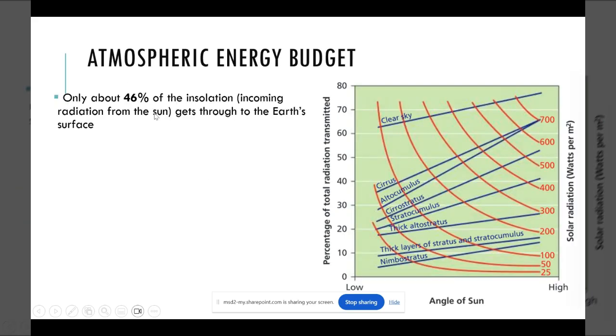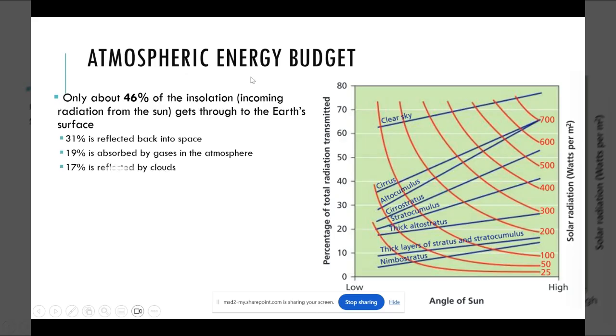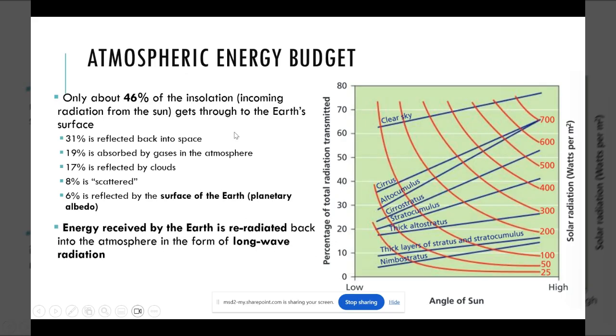Only about 46% of the insolation, like we saw in those diagrams, gets through to the Earth's surface. Here's how it works. About 31% is reflected back into space. 19% is absorbed by gases in the atmosphere. 17% is reflected by clouds, 8% is scattered, which means it's kind of all over the place, and 6% is reflected by the surface of the Earth, which is called planetary albedo, which means different surfaces have different amounts of reflectivity, where they bounce that radiation off in different amounts.